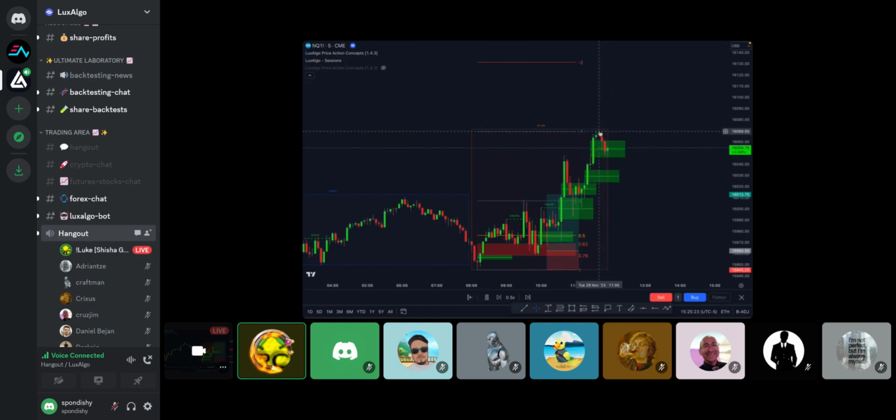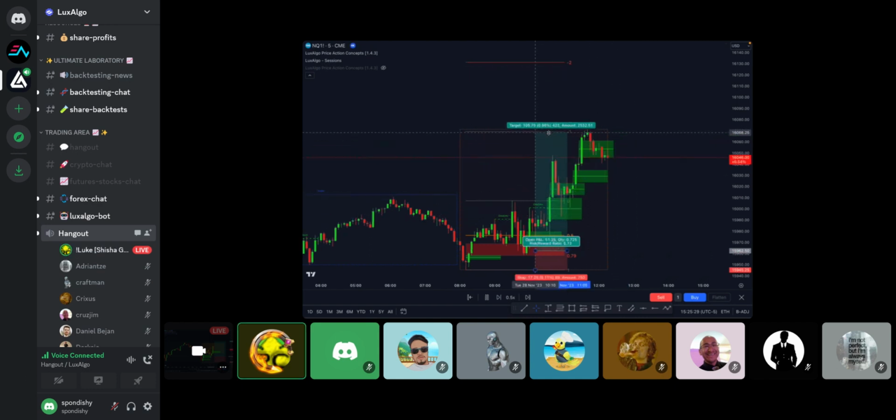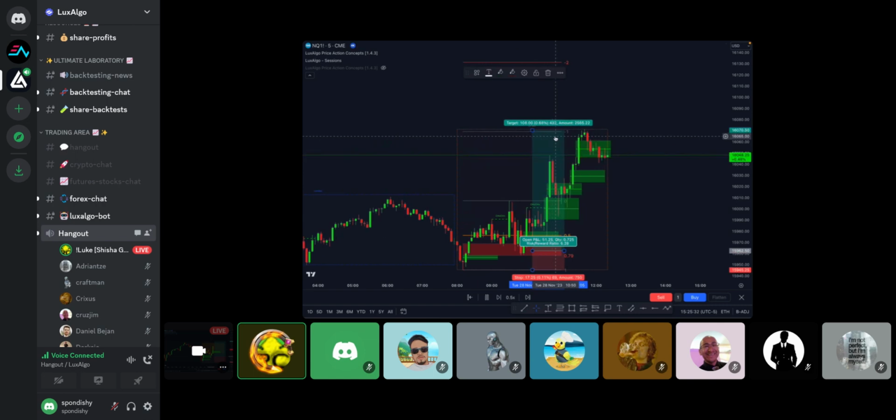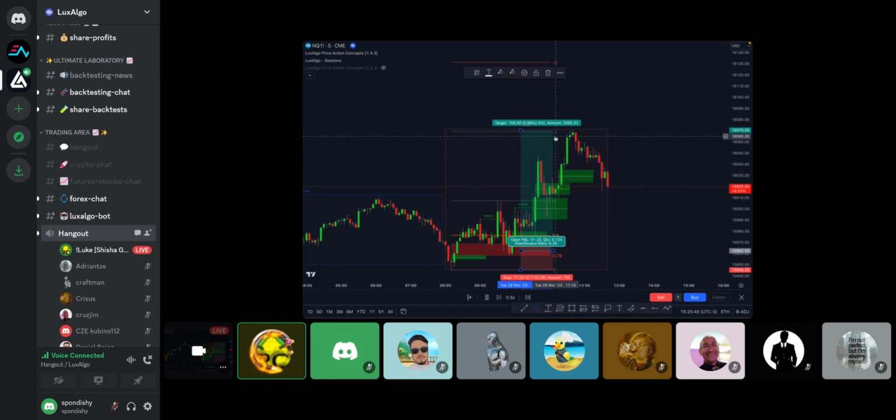Look at the candle bodies, I don't care about the wicks. And from here it reversed. So that essentially would have given you guys 433 ticks. I'm not good with math, but 100 ticks is $500. 400 ticks is $2,000, guys, with 1 contract.